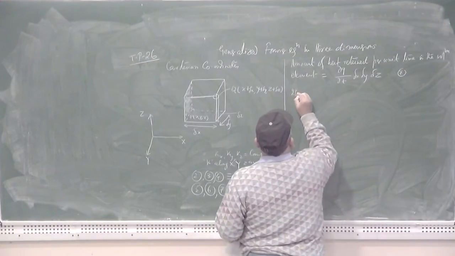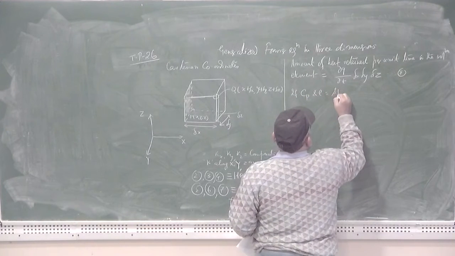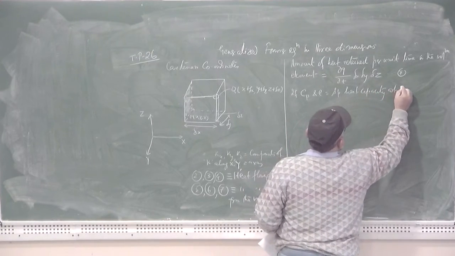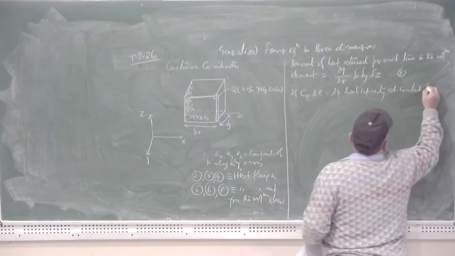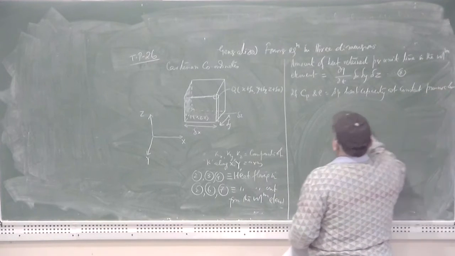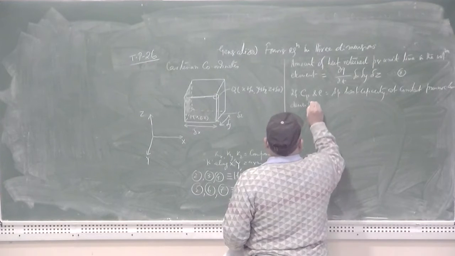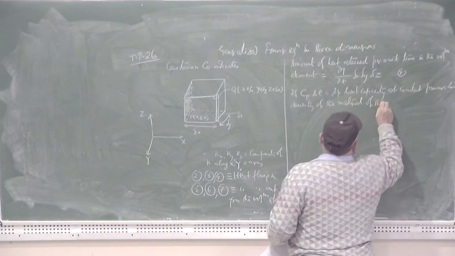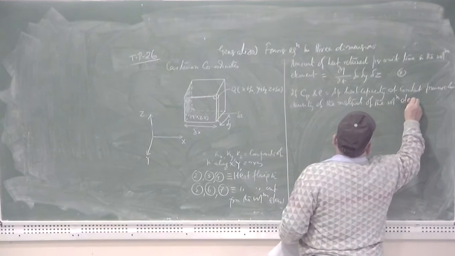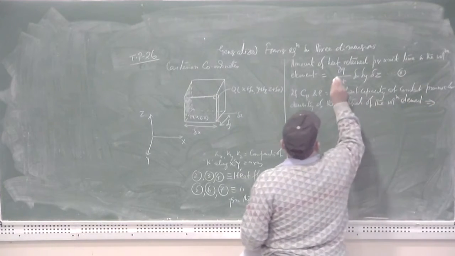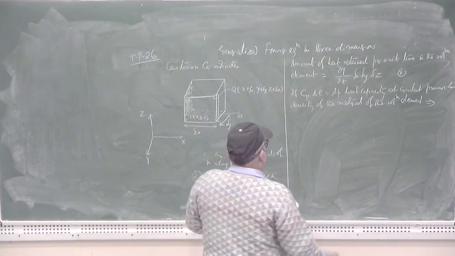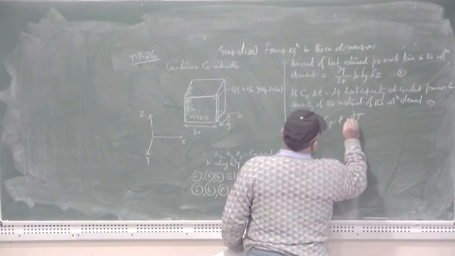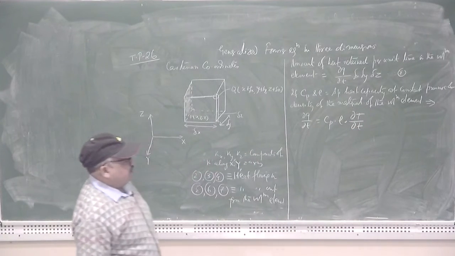If Cp and rho are the specific heat capacity at constant pressure and density of the material of the volume element, then the quantity delta Q by delta t can be represented as Cp into rho into the change of temperature of the volume element per unit time.